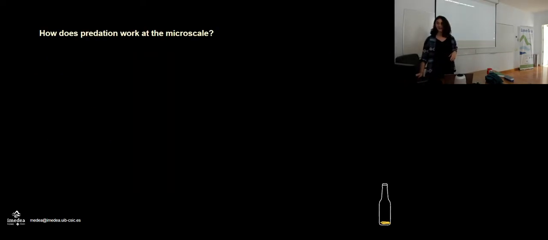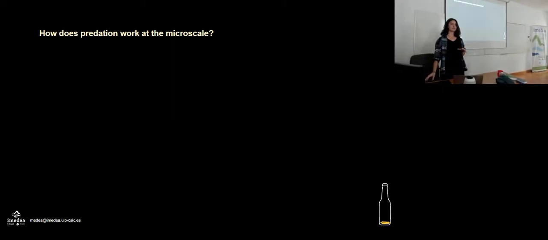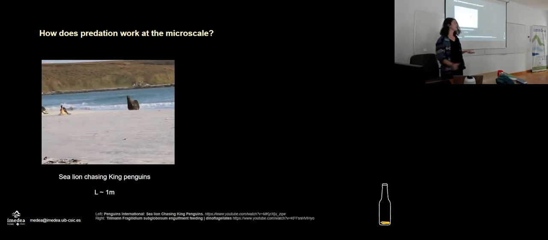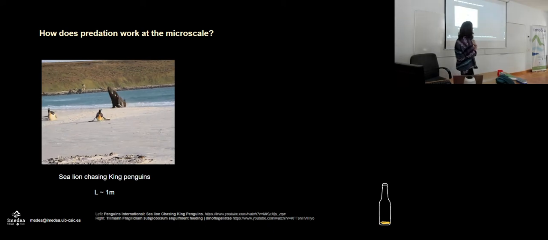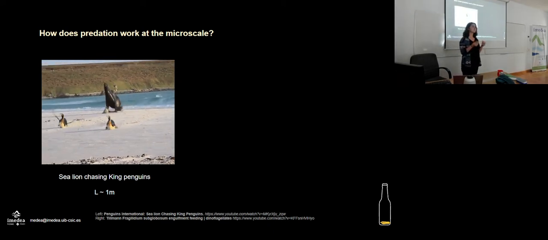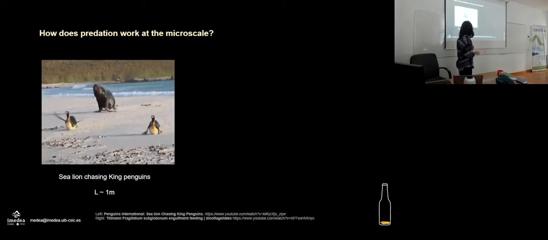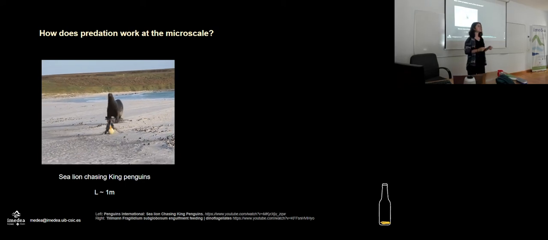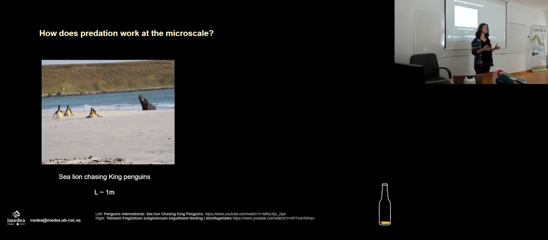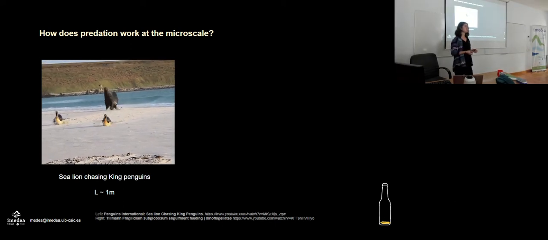So I wanted to start with a question, which is, how does predation work at the microscale? So we all have an intuitive idea of how predation looks at our scale. But we have to think that the organisms that we work on are much smaller than us, like 5 orders of magnitude smaller than us, or a sea lion or a penguin. So also the tools that they have to interpret reality will be very different from those of complex organisms.